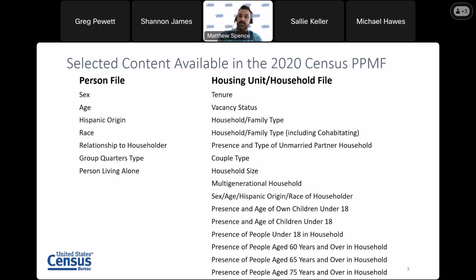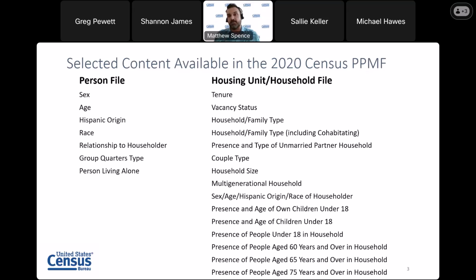And then we have a variety of indicators for who lives in the household. We have presence of age of own children under 18. So you can identify, for example, households that have own children under the age of 6, or households that have own children between the ages of 6 and 18. We also have presence and age of children in general, not just own children. Own children are children of the householder, but presence and age of children are any children in the household.